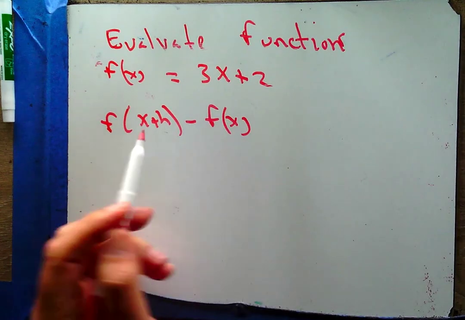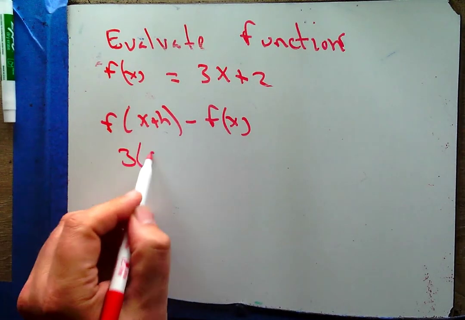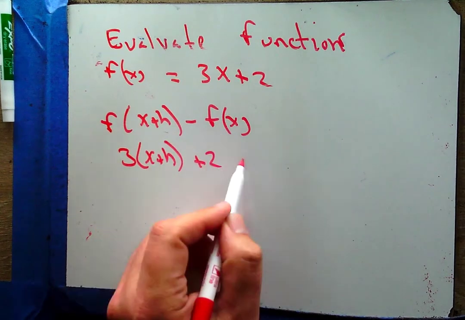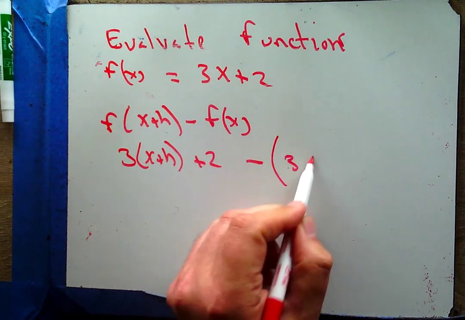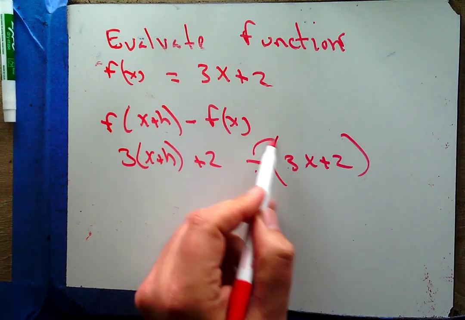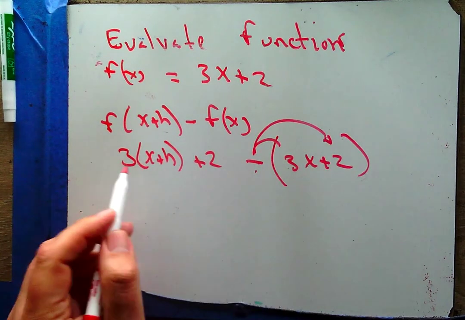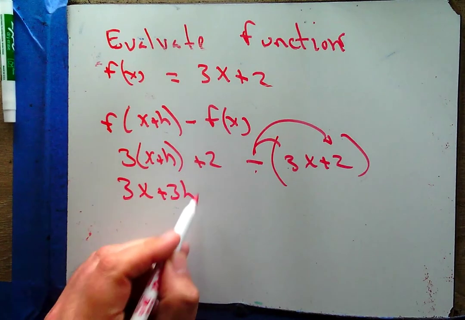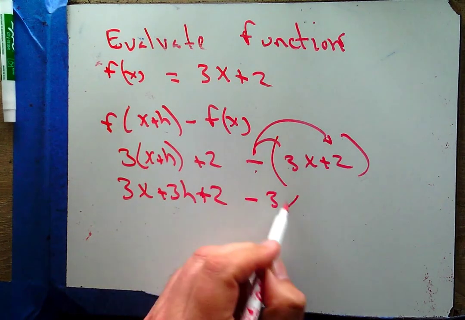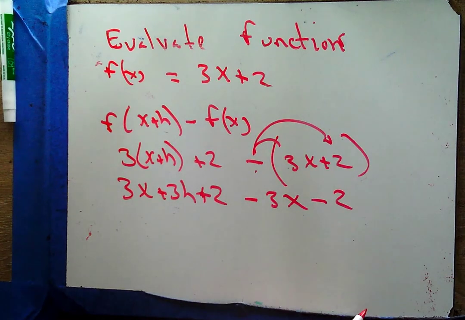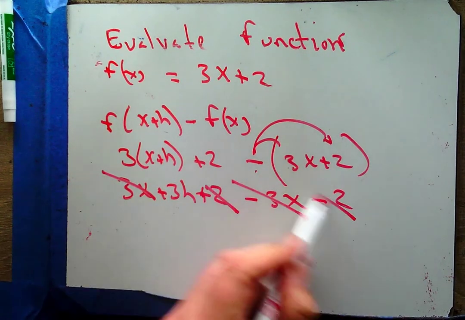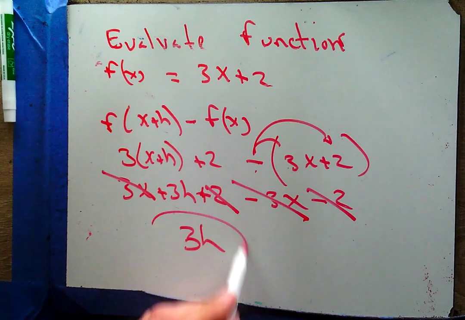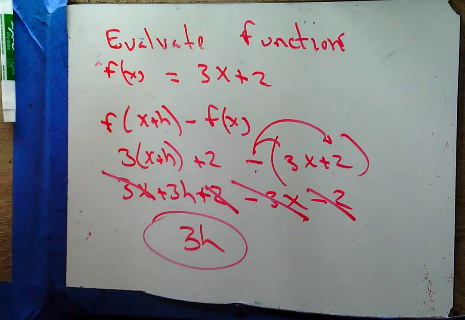Okay, so f of x plus h is 3 times x plus h plus 2 minus f of x. It's really important to distribute this negative to that 2. You're going to get it wrong if you don't. Any like terms to combine? Sure. And so we end up with 3h. Turns out this is very important for calculus when we get there. So, be thoughtful about that.